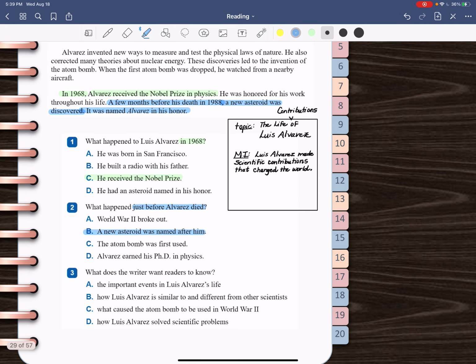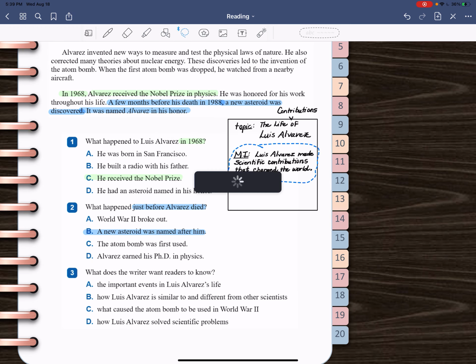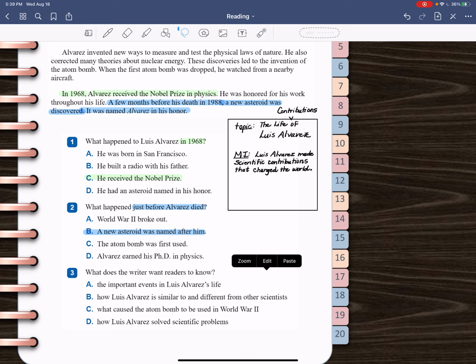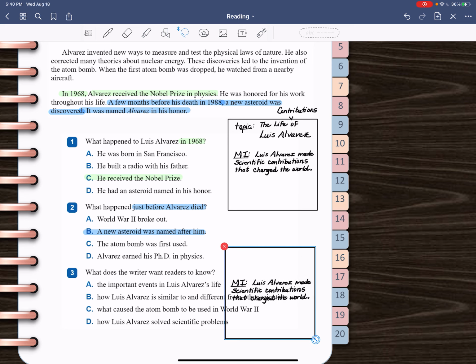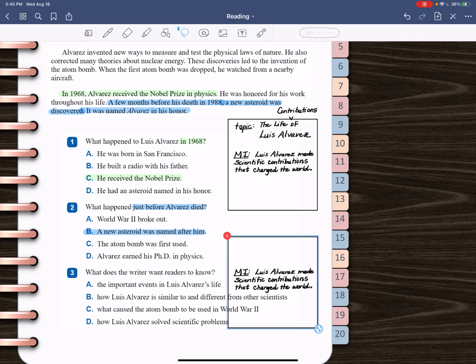What does the writer want readers to know? This is where our main idea comes into play. So let me just make a copy of it, if I can. We know how this goes. So here was the main idea that I chose. Let's see how good it was. What kind of job did I do on my main idea?